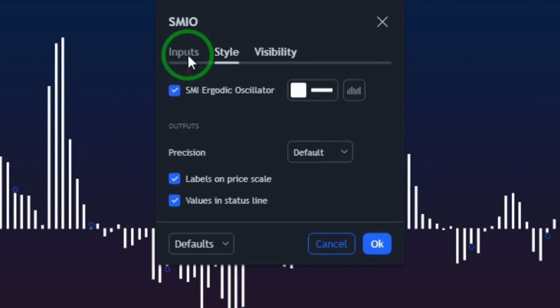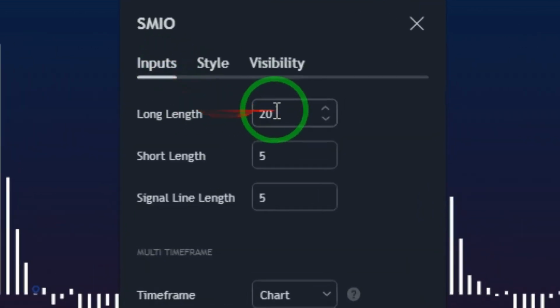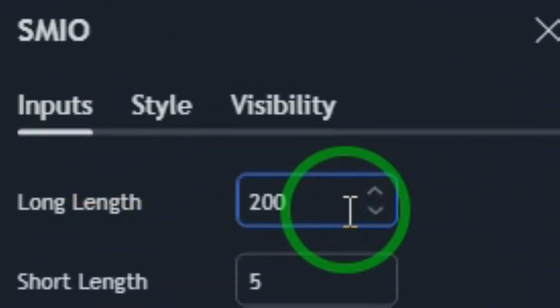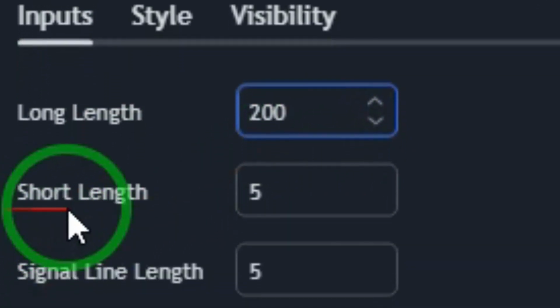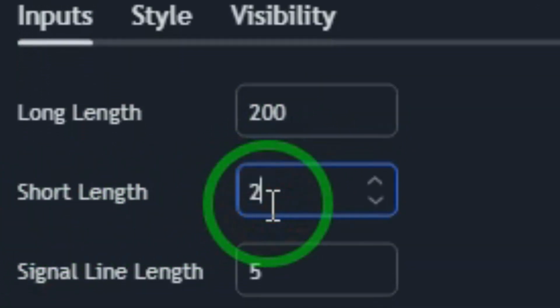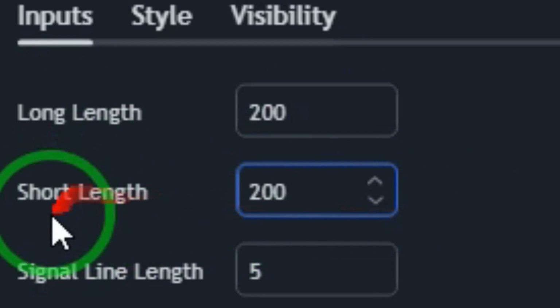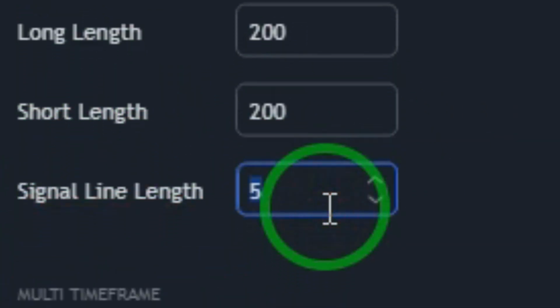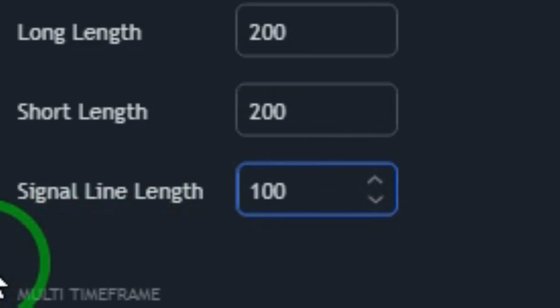Then from the input section, we gotta change the long length to 200. And then we're also gonna change the short length to 200. Finally, the signal long length also needs to be changed to 100.